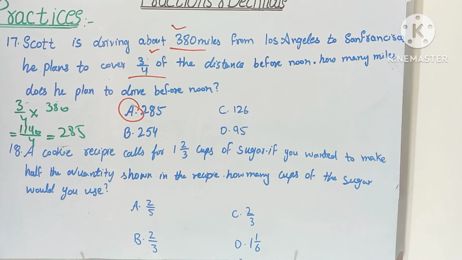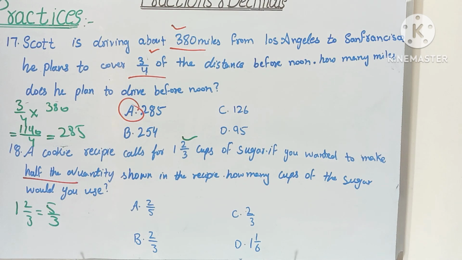Next, question number 18. A cookie recipe calls for 1 2/3 cups of sugar. If you wanted to make half the quantity shown in the recipe, how many cups of sugar would you use? So, the recipe is 1 2/3 cups of sugar. You want to make half of the recipe. So, 1 2/3 cups of sugar: 3 times 1 plus 2, that is 5 over 3.